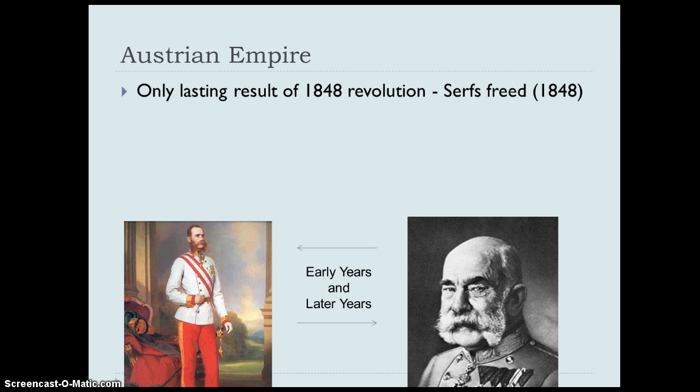One is that the serfs were freed. So in 1848, as a result of that revolution, Francis Joseph freed the serfs, and Metternich ran away. Those were the two lasting things that came out of that 1848 revolution. The serfs didn't necessarily have a great life, but at least they were free and they could leave their land.